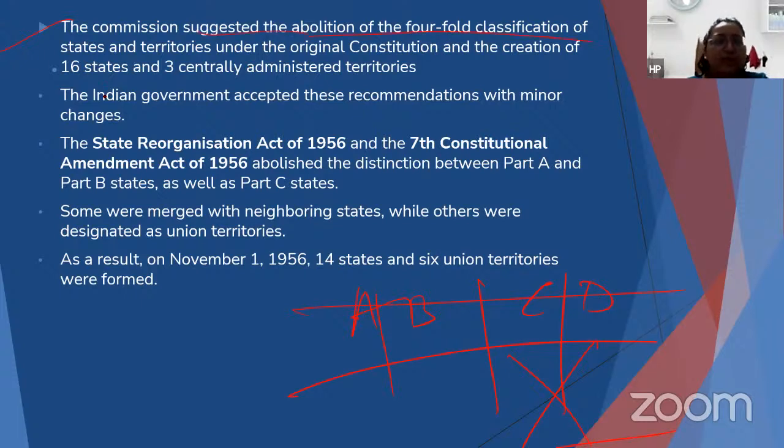Abolition of the fourfold classification of states, territories, and apart from that, it said that we should abolish the fourfold classification. And apart from that, it said under the original constitution that we formed, creation of 16 states and 3 administered unions. By abolishing the fourfold classification, there was the creation of 16 states and 3 centrally administered union territories. Okay, centrally administered territories or union territories, one and the same thing.